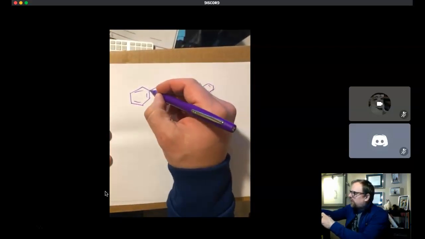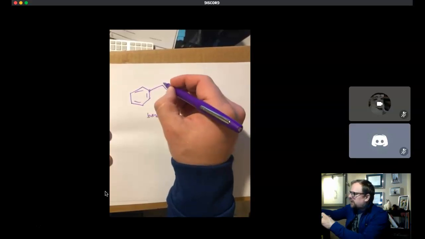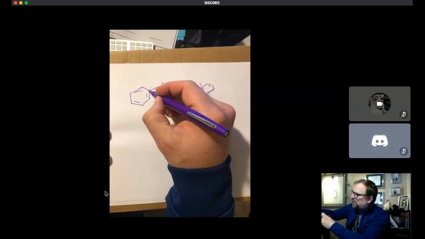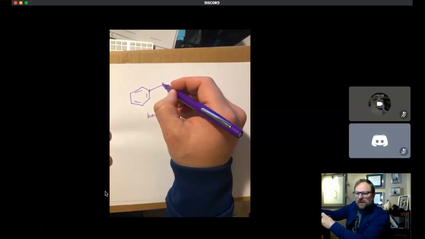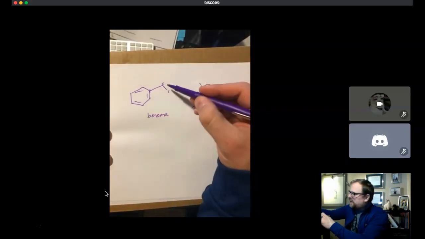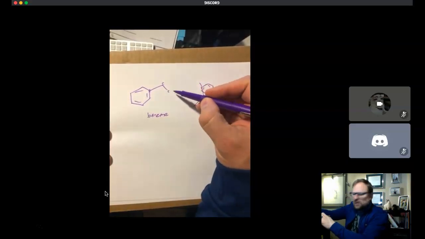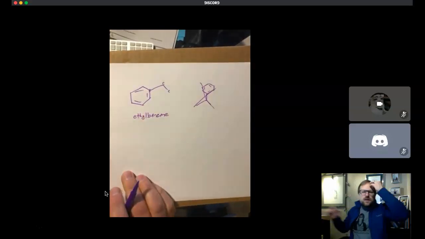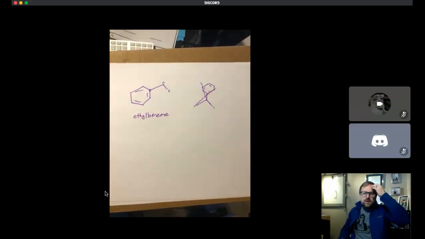Now remember, there's a carbon here, a carbon here, and a carbon here. So this is actually the bond between this carbon on the benzene and this part of the branch, and this is a 2-carbon branch. So that makes this an ethyl benzene. Now, do we need to put a number to it? No, because it's the only branch on there, so we would just call this ethyl benzene.